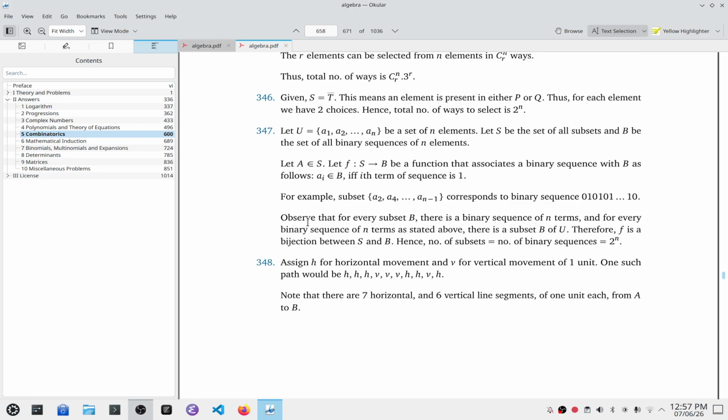Observe that for every subset there is a binary sequence of n terms, and for every binary sequence of n terms as stated above, there is a subset of U. Therefore, F is the bijection between S and B, hence number of subsets is equal to number of binary sequences, that is 2 to the power n.